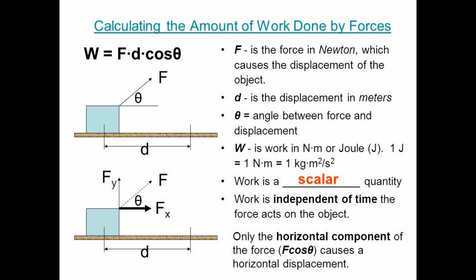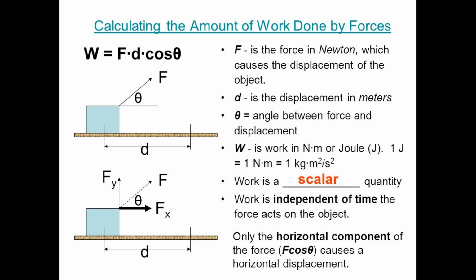I'm just going to read through the slide. So here it says calculating the amount of work done by forces. So if I look on the left-hand side, W means work done, F is the force, D is the distance, and theta is the angle between the force and the horizontal. So F is the force in newtons, which causes the displacement of the object. D is a displacement in meters. Theta, the angle between the force and displacement. And W is work in newton meters or joules.